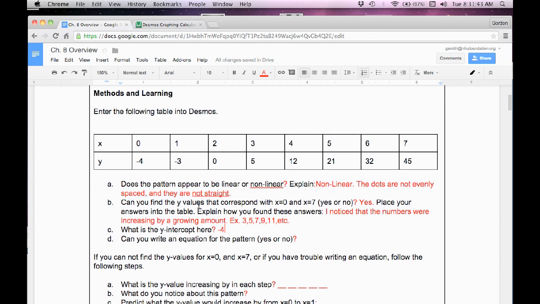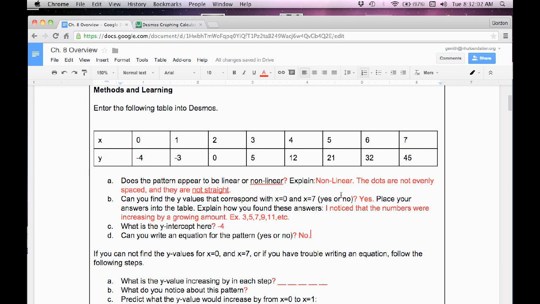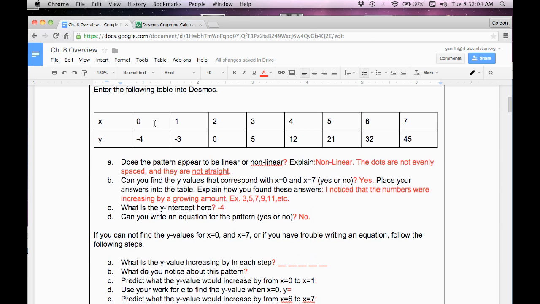Okay, can you write an equation for this pattern? That's tough. I'm going to say no. Some of you may be clever enough to figure that out, but it's pretty hard to figure it out because it's not linear. So you can't just take a growth number because it goes up by 1, then 3, then 5, then 7, then 9. It's not consistent. It's not linear, so it's harder. Even though we do have the b is definitely -4.